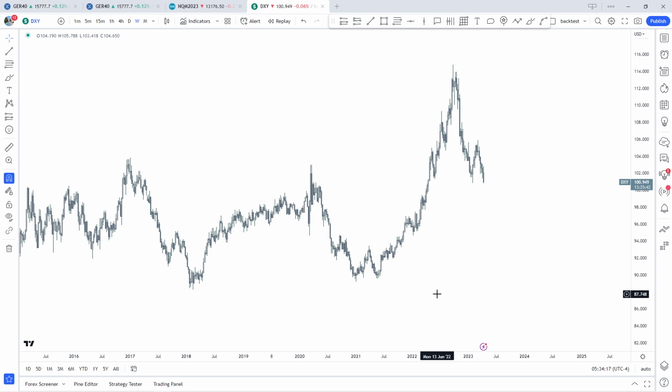We are going to talk about draw on liquidity. I'm very excited to talk about this topic. I think it will help a lot of you. So let's get right into it.